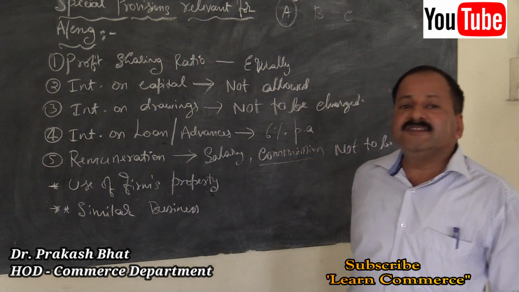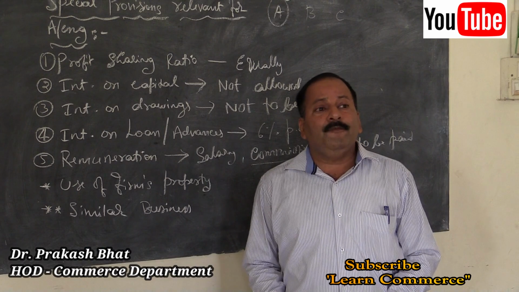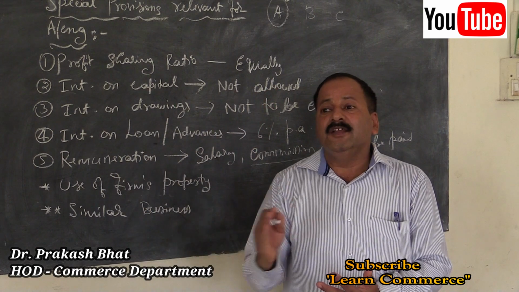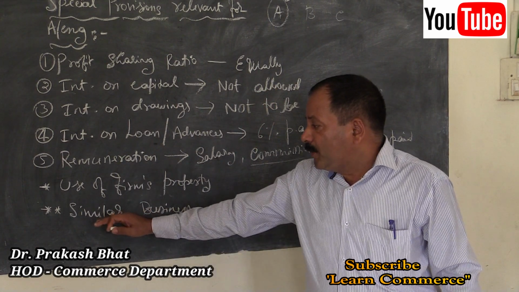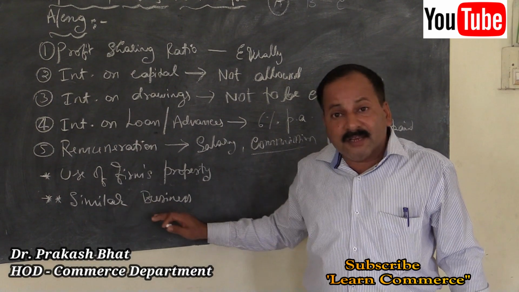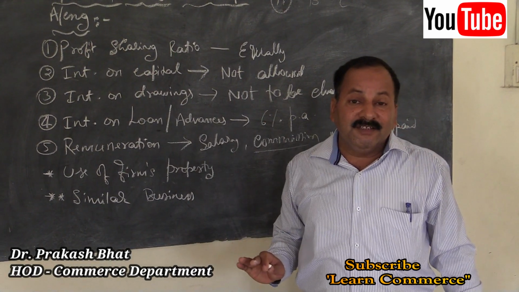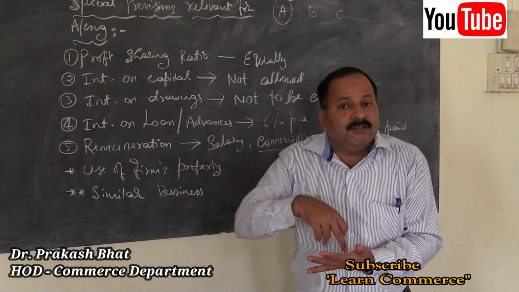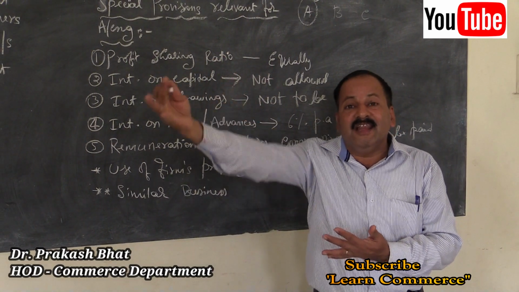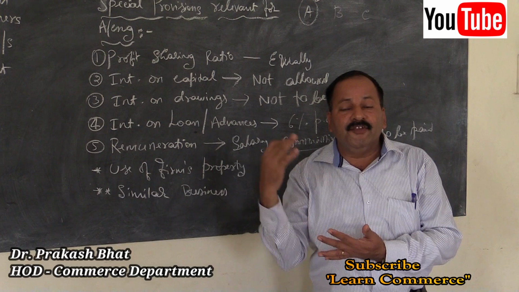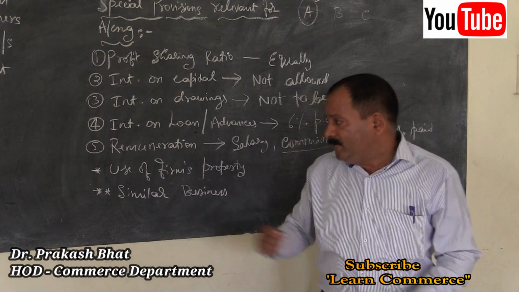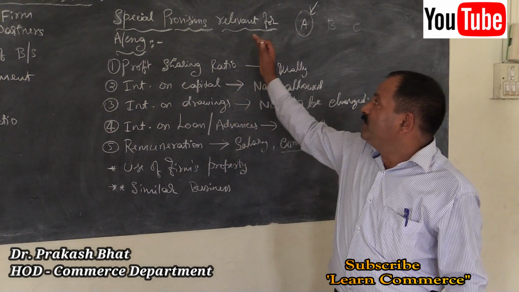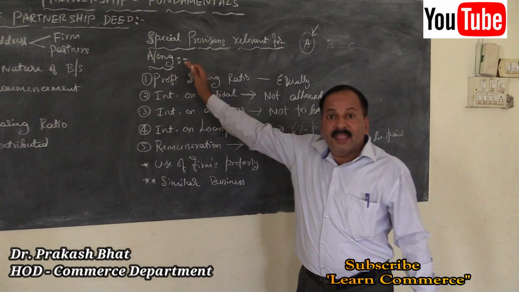And the last one is similar business. If any partner engages in a similar business, whatever business the partnership firm is doing, then the profit earned by such partner from the similar business should be given to the firm, because a partner cannot compete with the firm. He is one of the owners of the business, so he cannot do a similar business elsewhere and earn any profit. If it is earned, then it should be handed over to the partnership firm. These are the special provisions, that is, provisions relevant for accounting purposes.